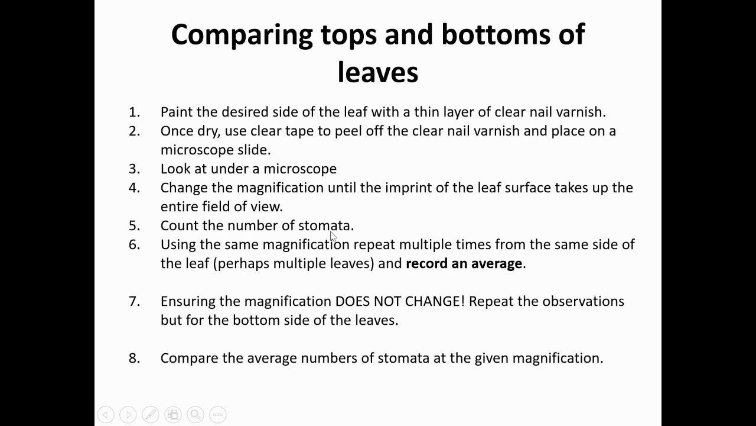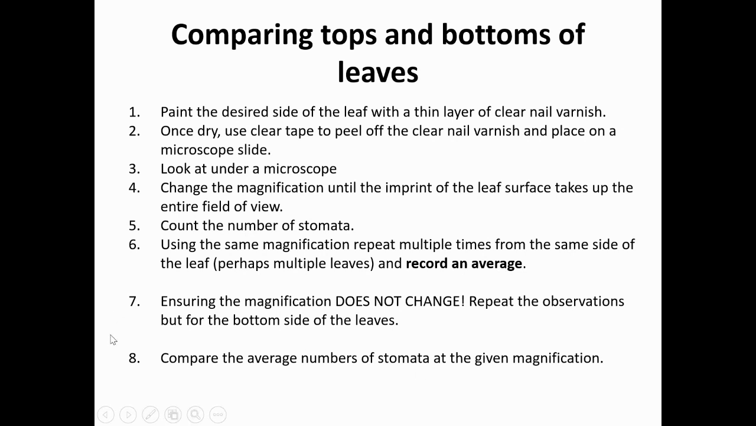Now the next bit is allowing you to compare these things. So using the same magnification, and it's important you use the same magnification each time, repeat multiple times from the same side of the leaf. You could use perhaps multiple leaves as long as it's the same side each time, and then record an average of those. So now you've got an average number of stomata for that side of the leaf. That could be, on average, 5 for the top side of the leaf.